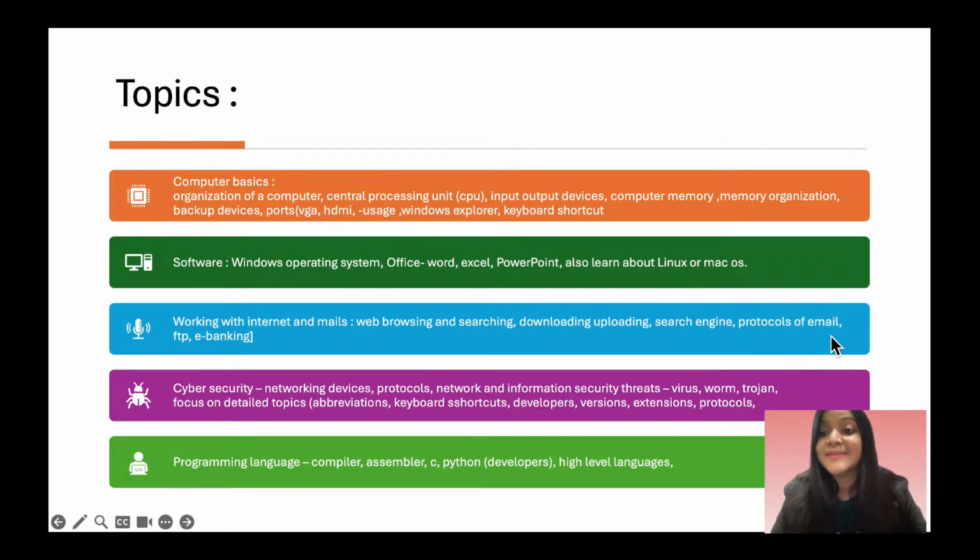And protocols of email. There are lots of protocols related to email. There's POP3, there's IMAP, there's SMTP. Now, why so many protocols? You need to know in detail.